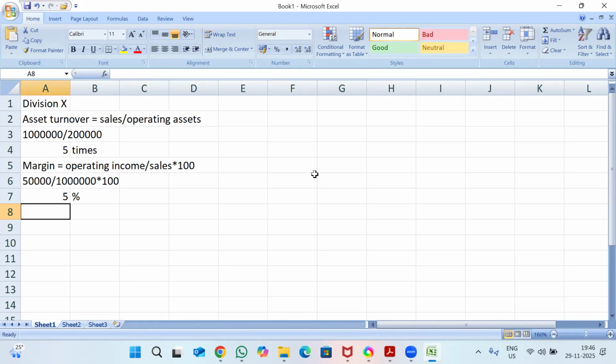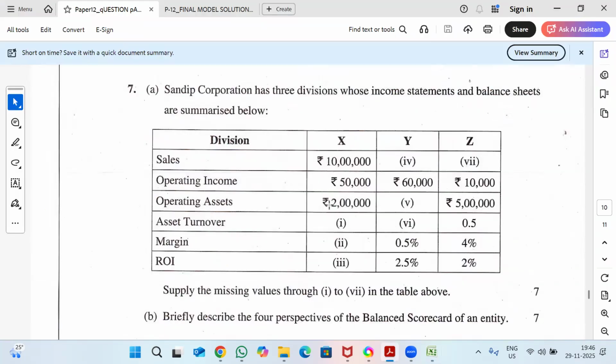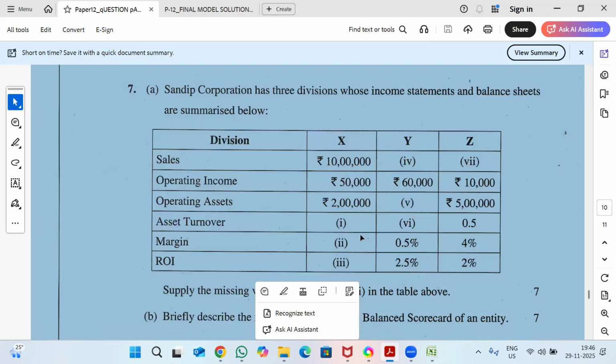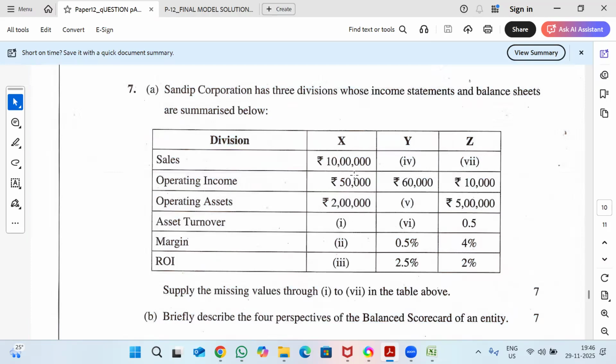Then they have asked for ROI, that is return on investment. ROI is equal to margin into asset turnover. Here margin is 5 and asset turnover is 5 times. So 5 into 5, 25 times. So I have calculated all the missing information for division X. You have 7 missing pieces of information in total, and each is awarded 1 mark. So if I have calculated all 3 in division X, I will get 3 marks.